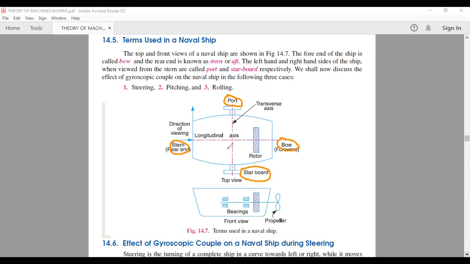So these are the basic parts of a naval ship. So the terms used in the naval ship.